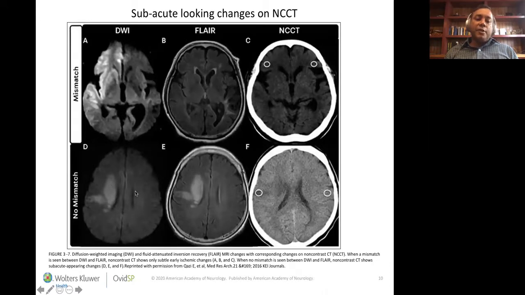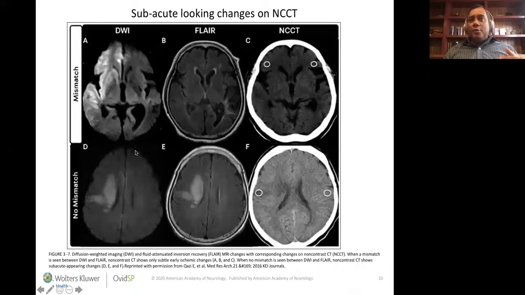So look at the bottom row here. In figure D, you see diffusion restriction, I'm pointing it out with the arrow here. And then you see FLAIR changes in the diffusion restriction area. And the corresponding non-con CT shows significant hyperattenuation. So a DWI-FLAIR mismatch has its surrogate on the non-con CT scan in terms of degree of hyperattenuation. DWI-FLAIR mismatch would have subtle hyperattenuation. If you do not have mismatch, then you will have significant hyperattenuation.